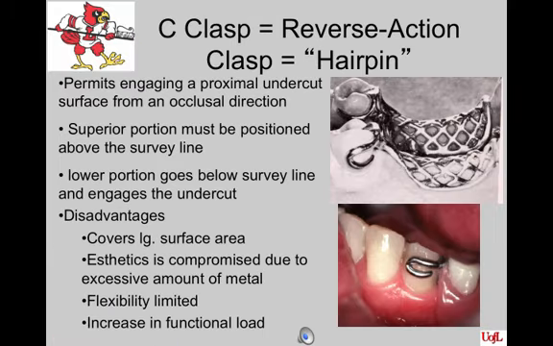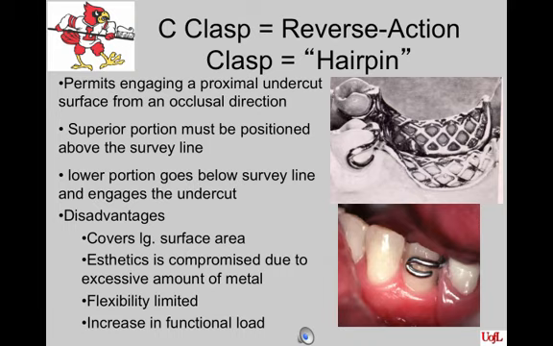The clasp shown is sometimes called a C-clasp, a reverse action clasp, or a hairpin. It is a simple circlet clasp where the direct retainer loops back to engage the undercut on the same surface from its origination. It allows engaging a proximal undercut surface from an occlusal direction. The superior portion of the direct retainer arm is above the survey line, and the lower portion crosses the survey line and engages a .01 undercut.